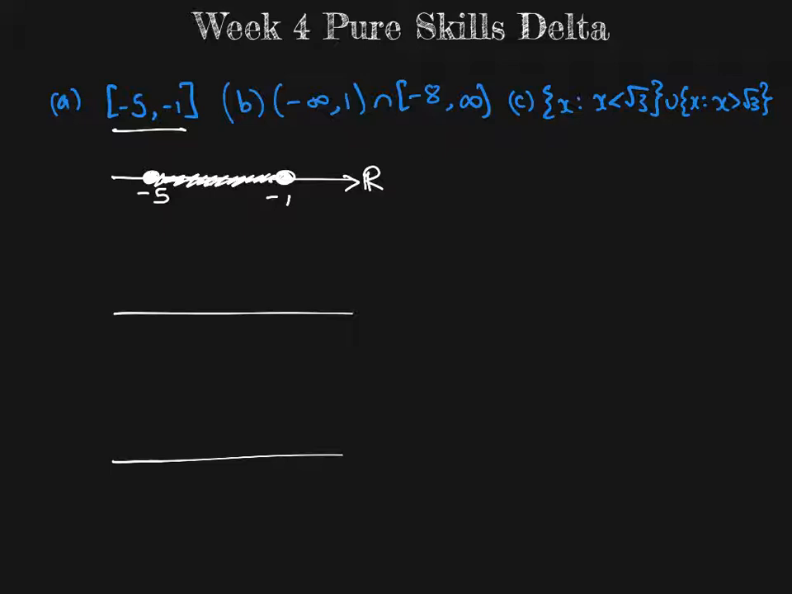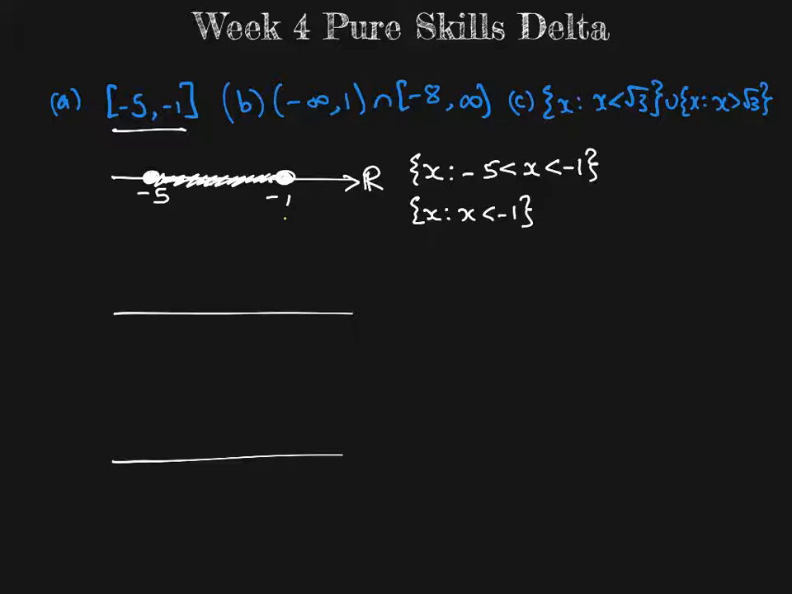So I could say, this is the easiest way, it's the x's such that -5 is less than x is less than -1. That's one way of doing it. And the other way of saying it is that it's the x's such that x is less than -1. So that's literally everything backwards.